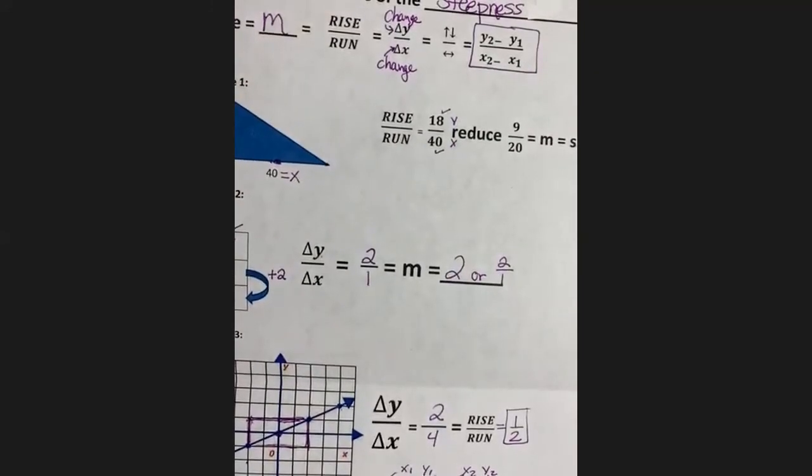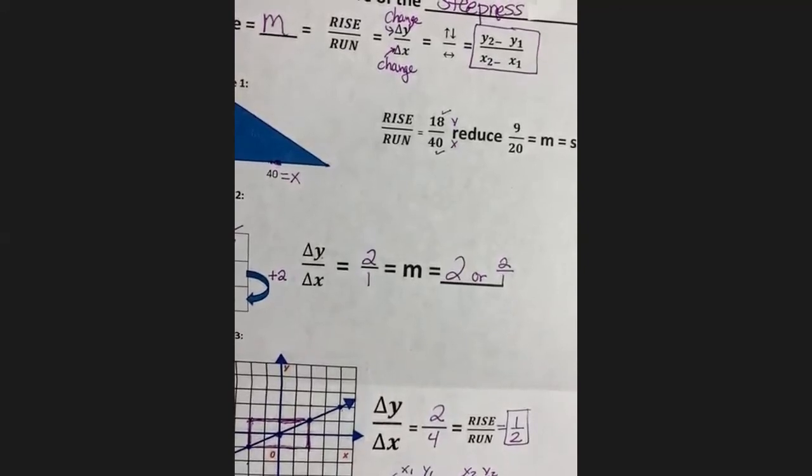Please make sure that you are gluing this in sideways.